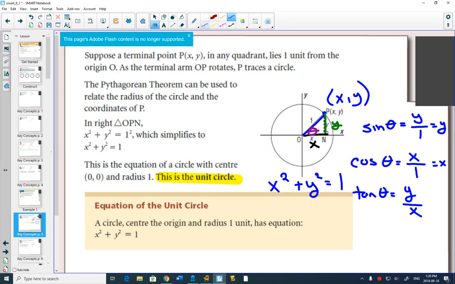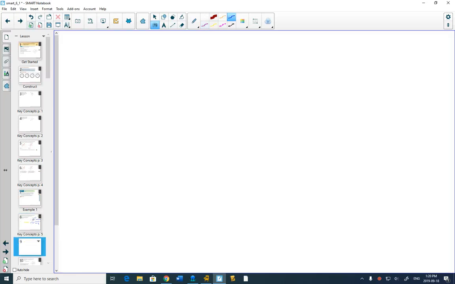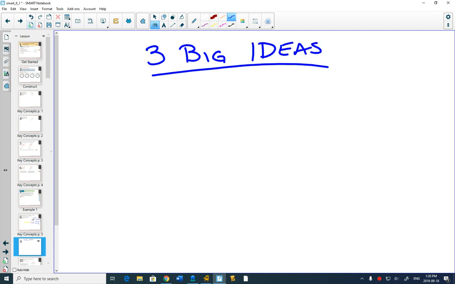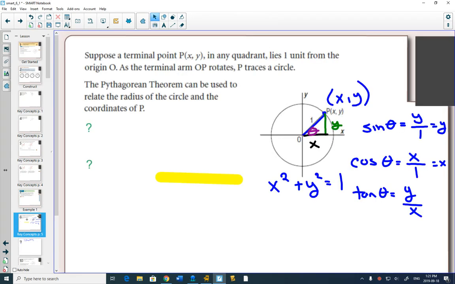If you turn your page to 470, on page 470, you have a space at the bottom. And in that space, we're going to write 3 big ideas. Big idea number 1 relates to what we see right here.